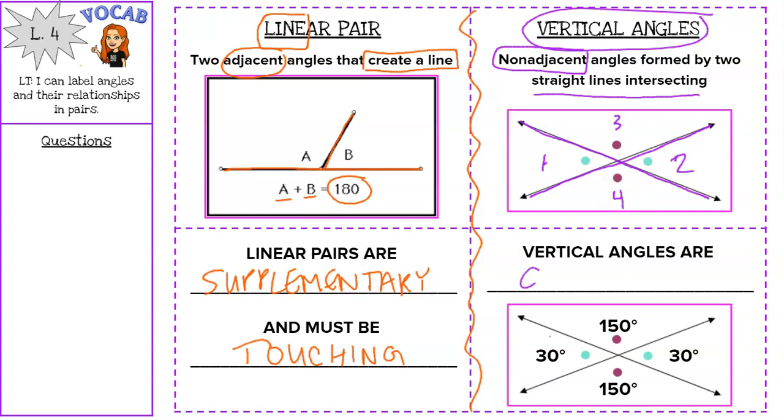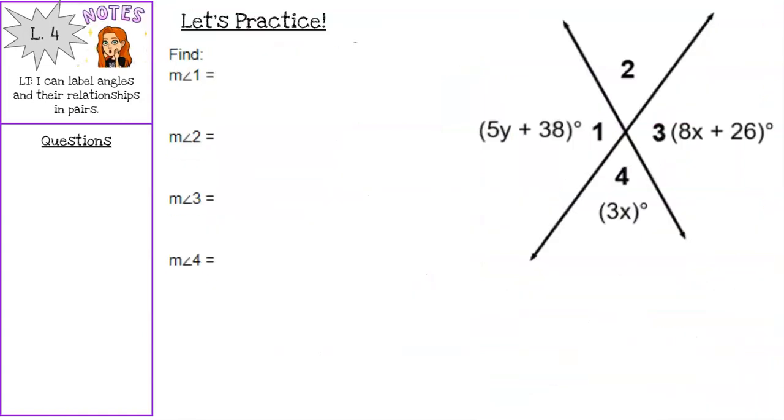Vertical angles are congruent. They have the same measure. So 150 and 150, and 30 and 30. Let's practice using vertical angles and linear pairs. So we are going to find the measures of the given angles, angles 1, 2, 3, and 4.